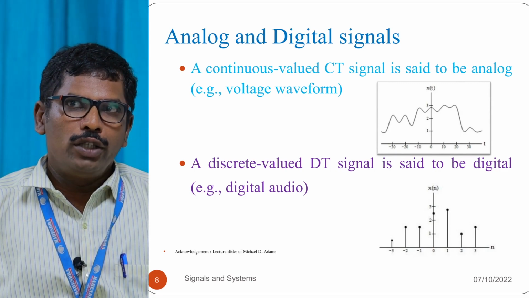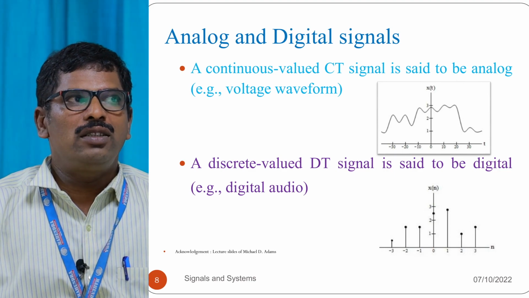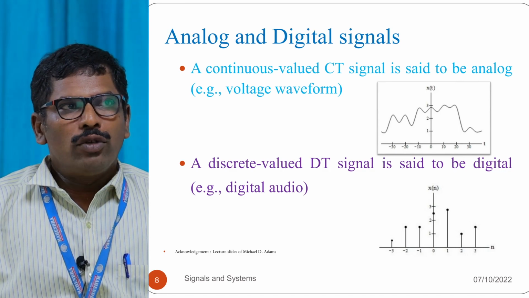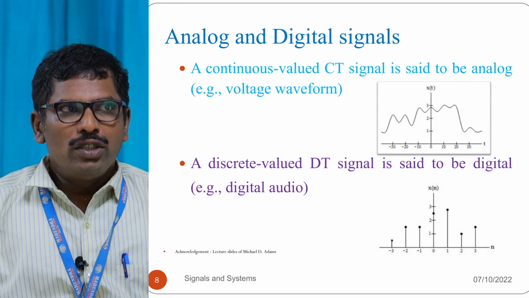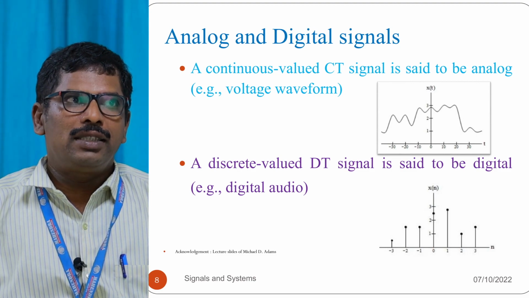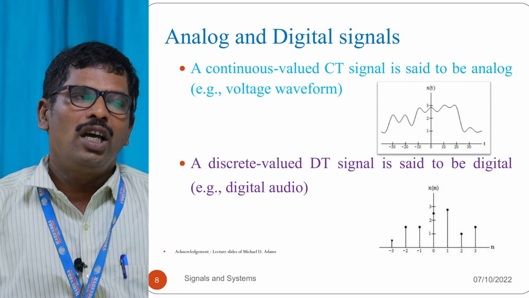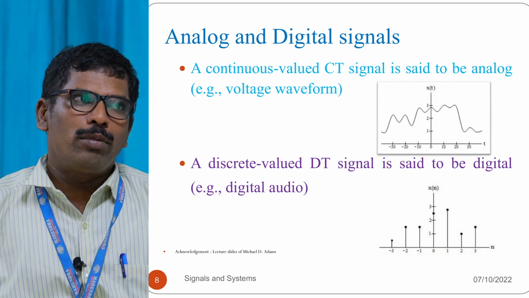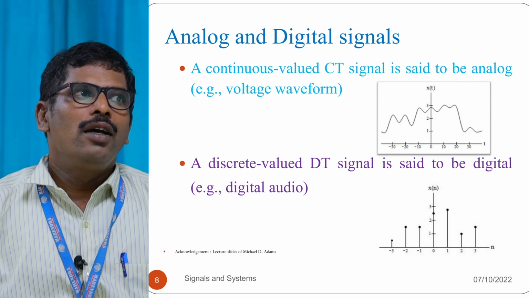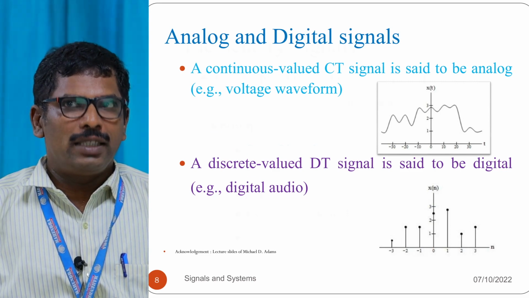Whatever audio we listen to with the help of a mobile phone is an example of digital audio. And one thing we should know: there is no possibility of a digital image that we can view. It can exist in the system, but we cannot visualize a digital image because our eye is capable of understanding only analog signals.